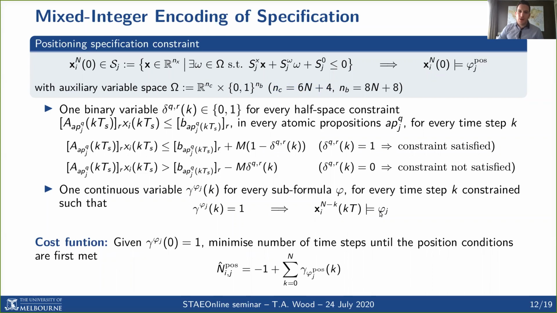And so with this, we can encode the constraint, which is given up here in the box, but we can also use this to construct the objective function in our optimization problem. If we say we want the overall goal specification to be satisfied at time 0, then we can minimize the time steps until the condition is first met. So we can use these auxiliary variables we've defined to upper bound the number of time steps it takes to satisfy the condition the first time.